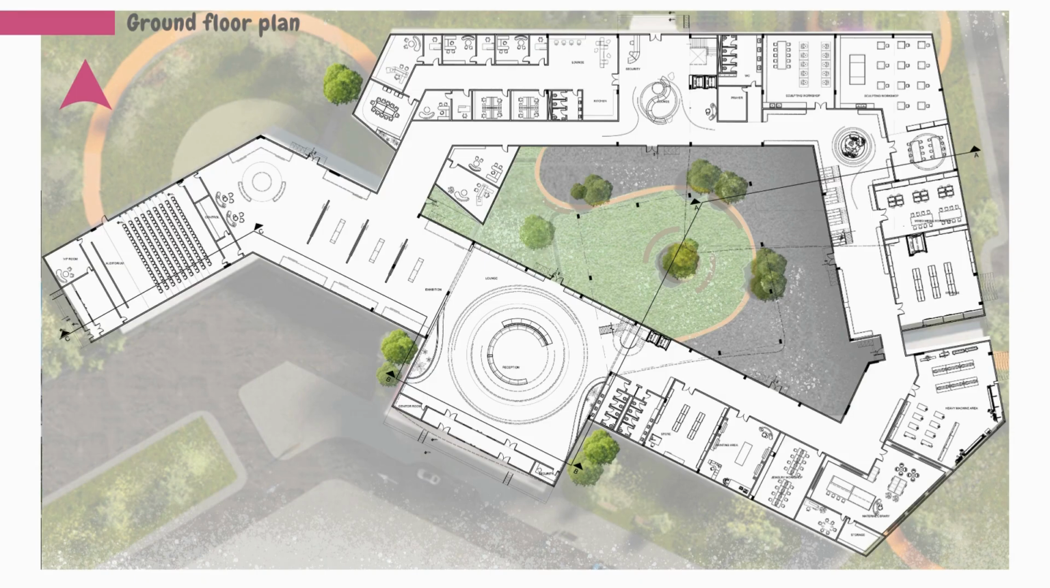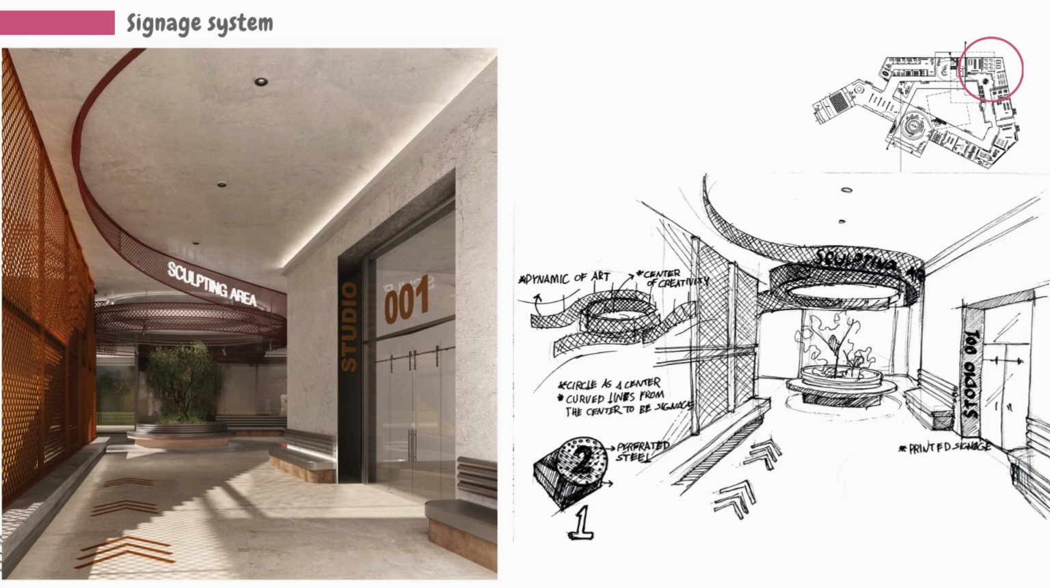And then the hallway takes us to the sculpting area studios. For the hallway, I'm using a signage system using the circle, which represents art, and dynamic lines coming out of the circle, which is like the creativity coming out of the art. And I'm using these dynamic lines to navigate the students around the academy.